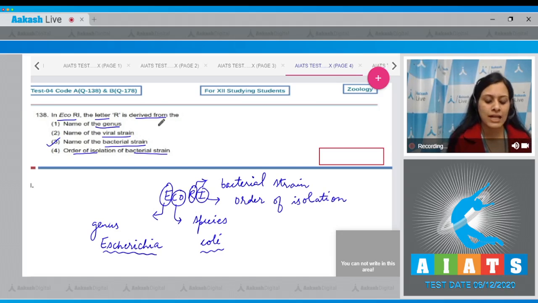So option number 1, name of the genus, is incorrect. Option number 2, name of the viral strain, is also incorrect because it represents the name of the bacterial strain. And option number 4, order of isolation of bacterial strain, is also incorrect. So the correct answer to this question is option number 3. Let's proceed to the next question.